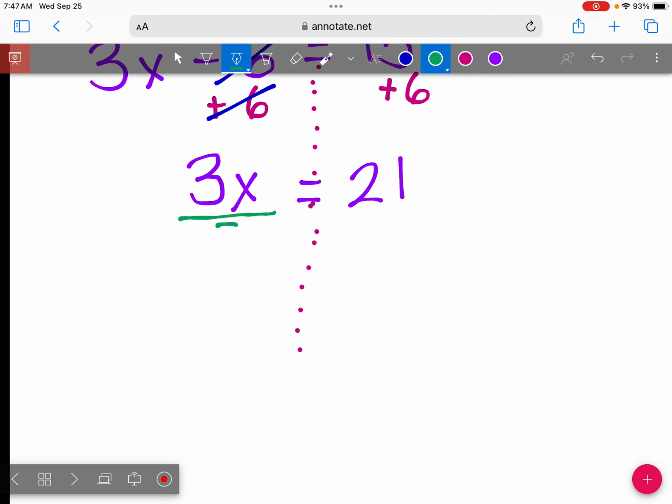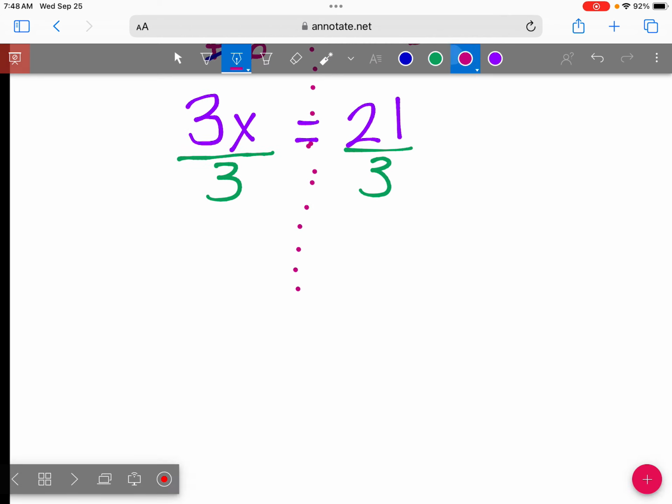Divide by 3 on both sides. I want x all by itself. A solution will always be your letter all by itself. X equals, y equals, z equals, r equals, q equals. It could be whatever letter we want. But we need that letter all by itself. So when I divide my 3x by 3, the 3's cancel out, and we're left with x equals what?